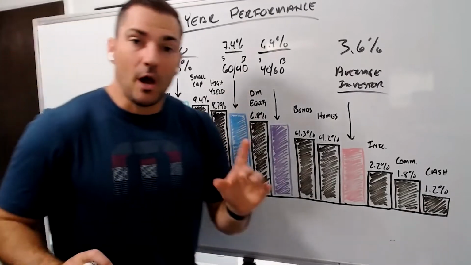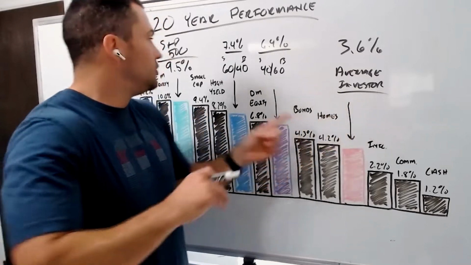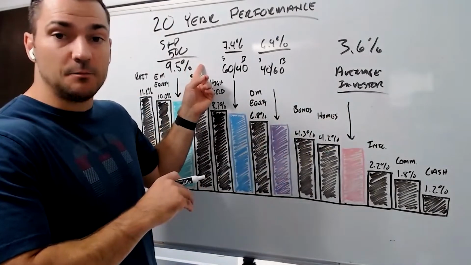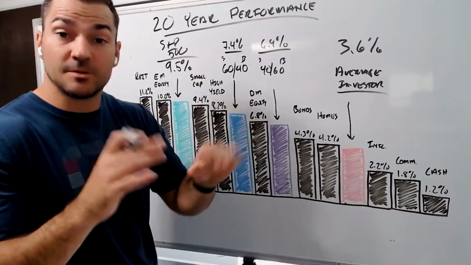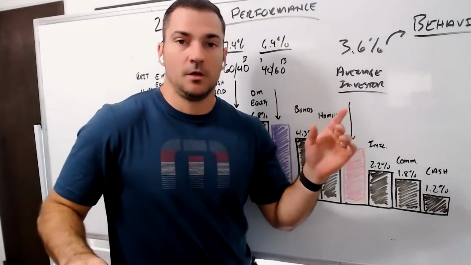But the big question is why? Why did the average investor do so poorly compared to the S&P 500? Let me give you some examples. The reason they underperform is behaviors.